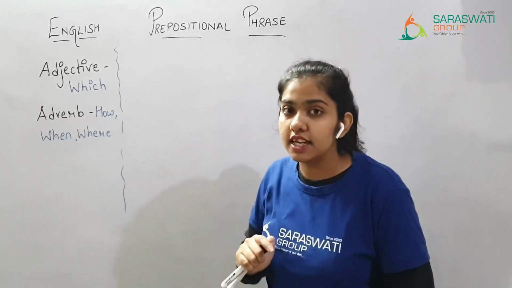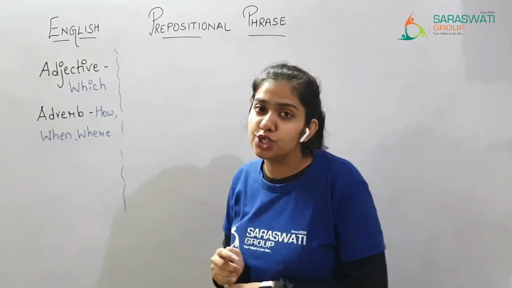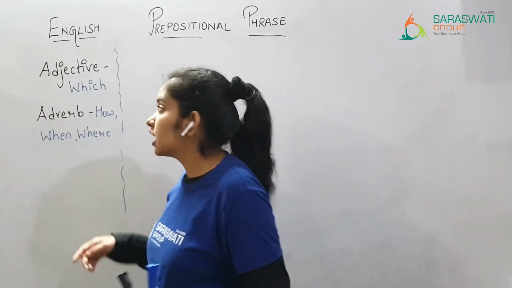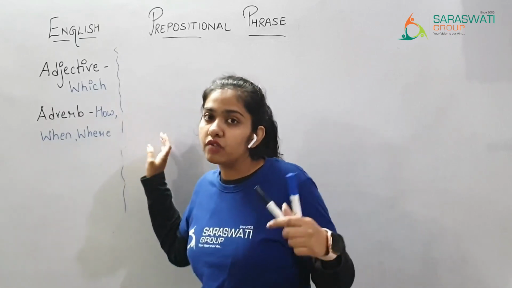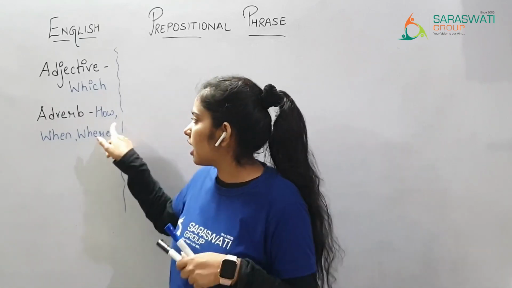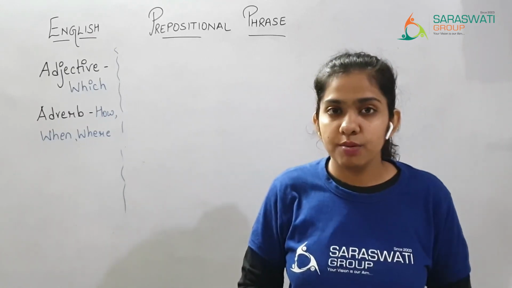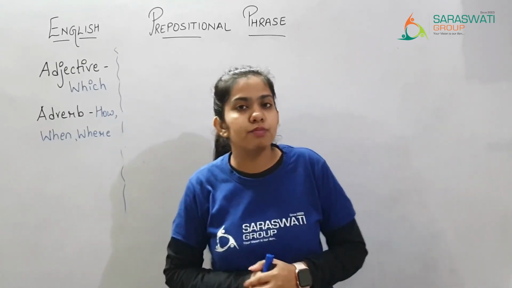When it acts as an adjective, when we ask the question and we get the answer with which, then it works as an adjective. But when we ask the question and we get the answer by how, when and where, then it works as an adverb. So this was all about a prepositional phrase.